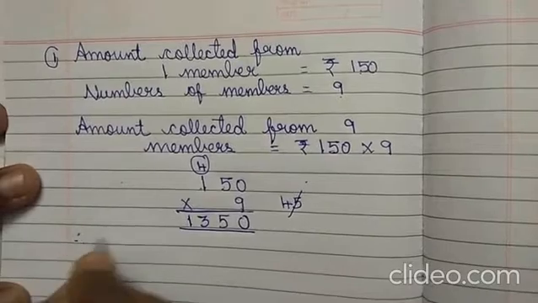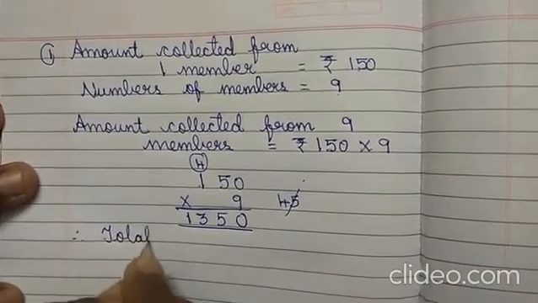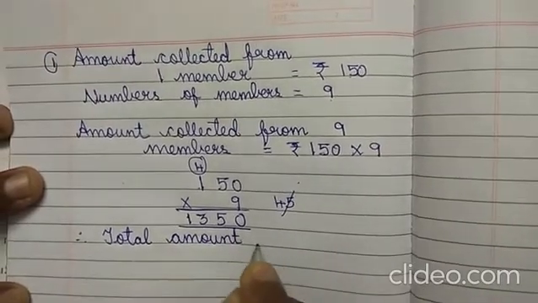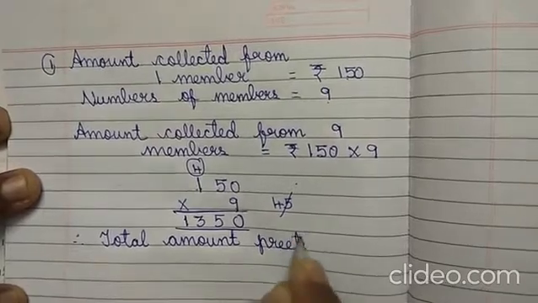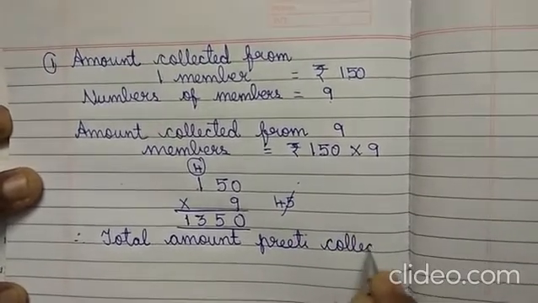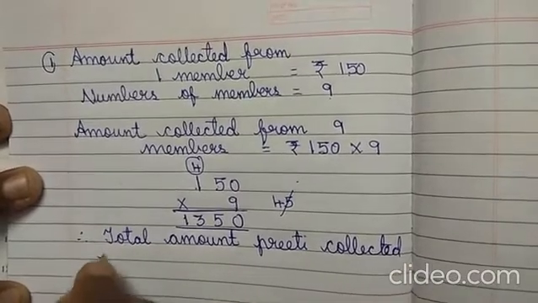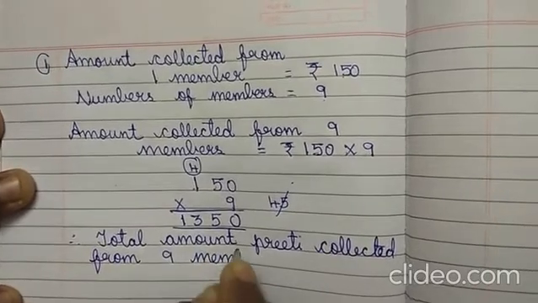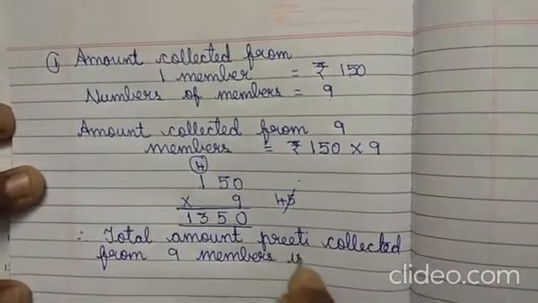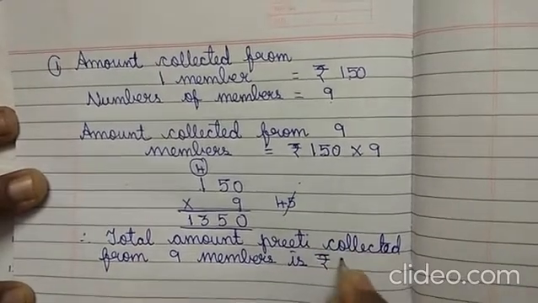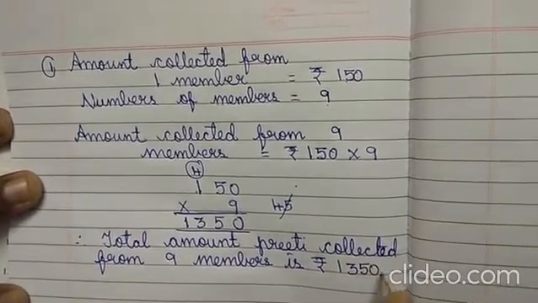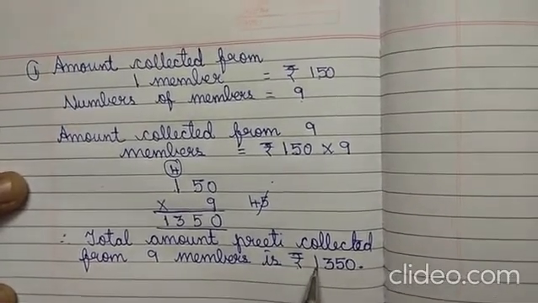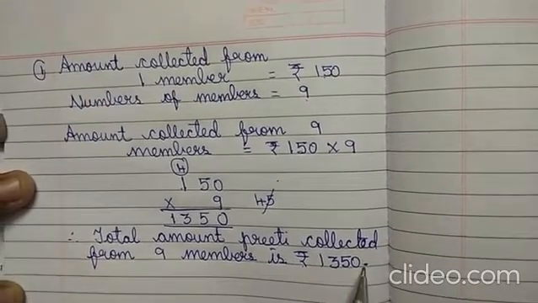So therefore total amount Preeti collected from 9 members is rupees 1350. Understood children? Total amount Preeti collected from 9 members is how much amount? Rupees 1350. Okay children, have you understood?